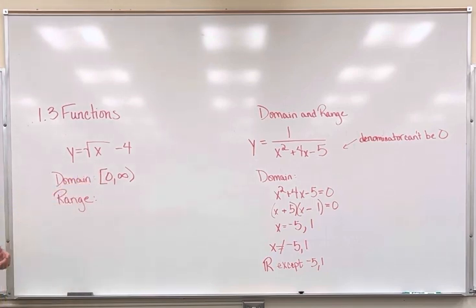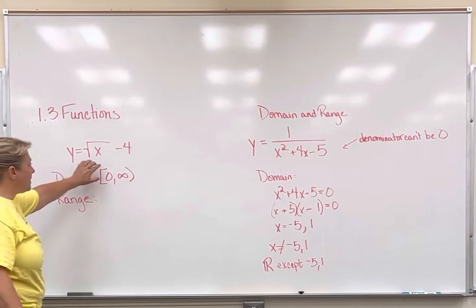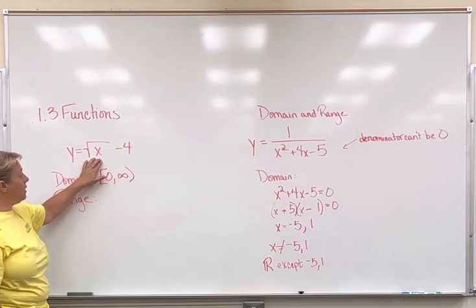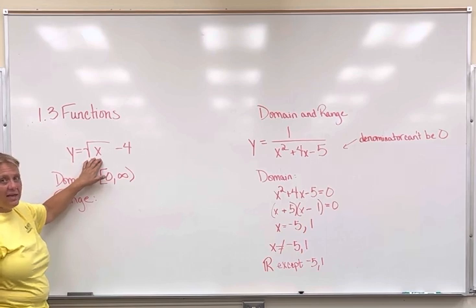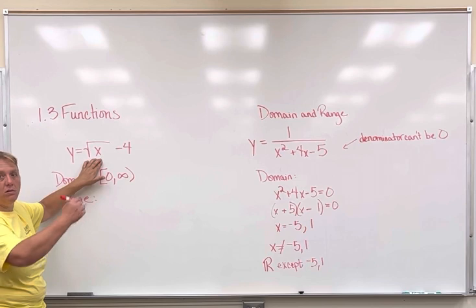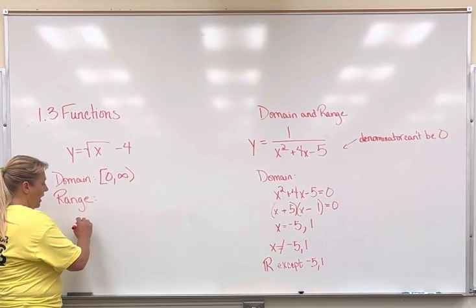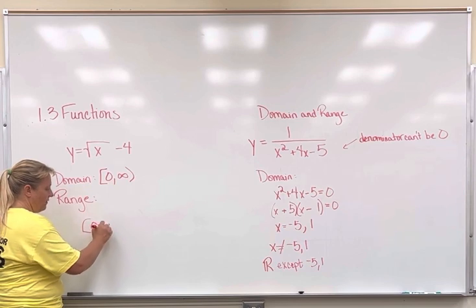Let's say that you plug in all of those numbers, 0 to infinity. What's going to pop out? Don't worry about the minus 4 right now. What's going to pop out? Okay. You're not going to get any negative answers, are you? Your answers are all going to be 0 to infinity. So the answers here are going to start as 0 to infinity.